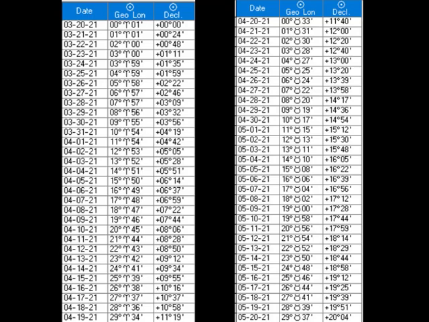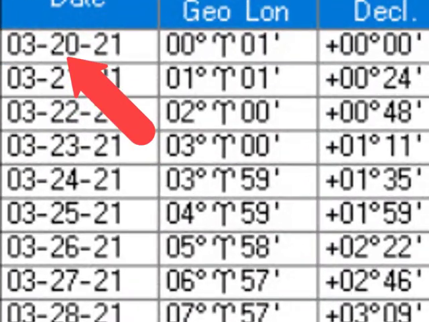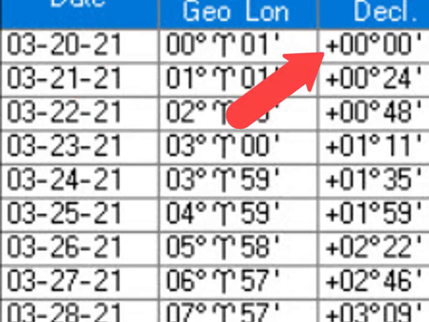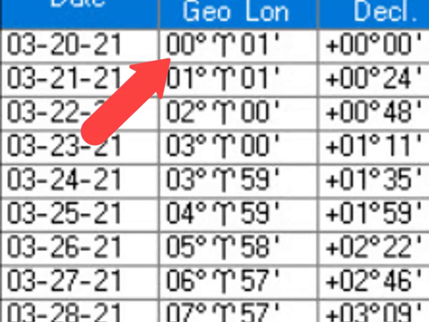Here you see daily snapshots of the sun's declination and longitude, beginning on March 20th, and you will see that the sun's declination is 0, 0 north. Plus means north. And its longitude is 0, 0 Aries 01. In other words, the sun enters Aries and a new trip around the zodiac begins.